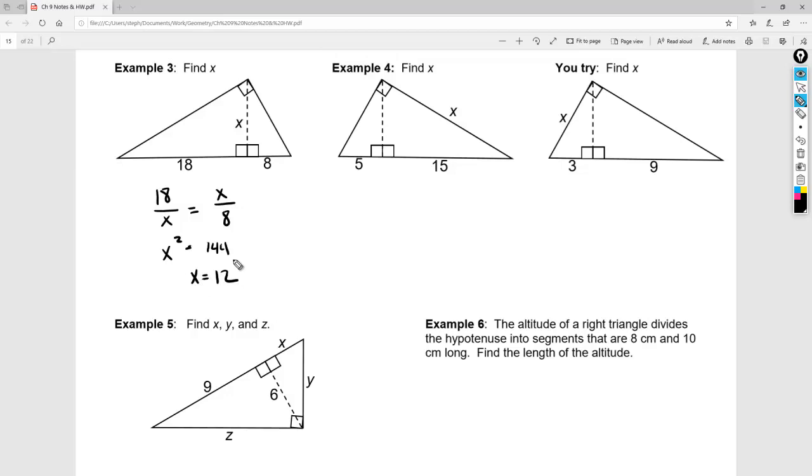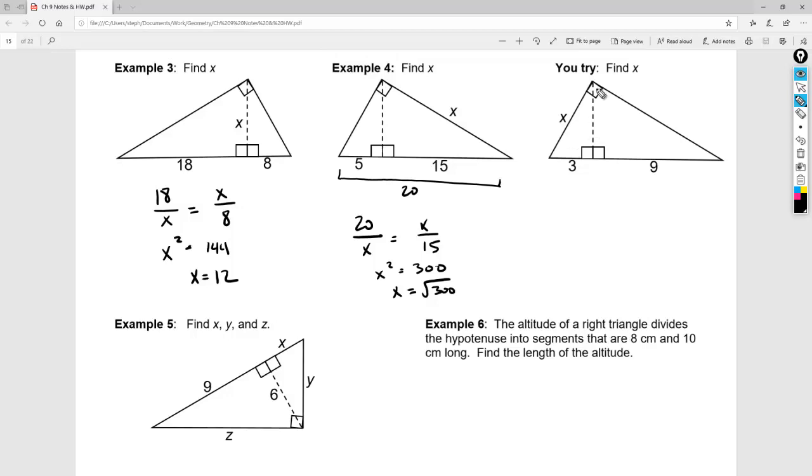All right. Now, similar thing here, except this time I'm going to be using the leg instead of the altitude. What I know is that the entire hypotenuse is a length of 20. I need that, and I'm going to relate the hypotenuse. So 20 is to my leg, x, as x is to the adjacent segment of the hypotenuse, which is 15. That means x squared is going to be 300. So x is going to be the square root of 300, which we could reduce to 10 root 3.